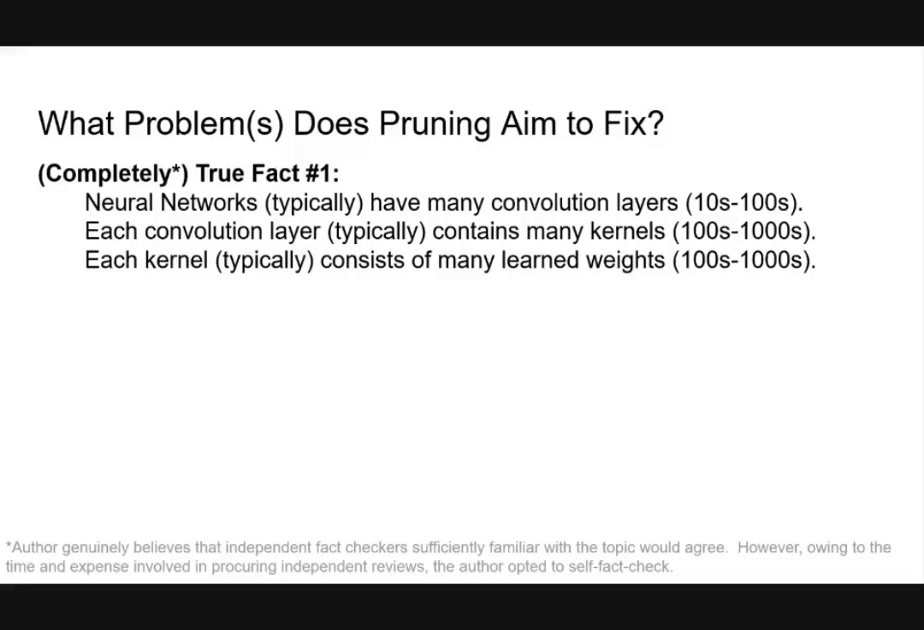Okay, so what problems does pruning aim to fix? True fact, just for scale of what's going on here: neural networks, at least for vision models, typically contain anywhere from tens to hundreds of convolutional layers. Each convolution layer could have many kernels in it, typically a few hundred to a couple thousand. And each of those kernels has lots of learned weights. So altogether, you're talking about tens to hundreds of millions of learned parameters in your model, which is really kind of crazy, especially if you only have thousands of images for training data. So you have millions of things to learn from thousands of examples. So many convolution layers. This is the depth of your network, essentially.